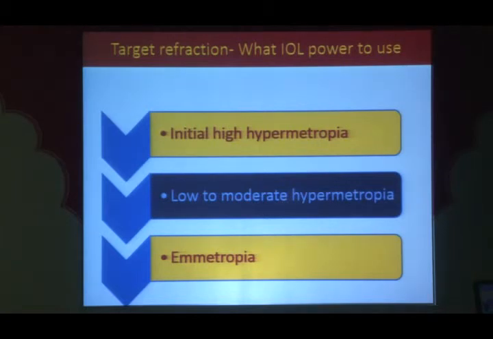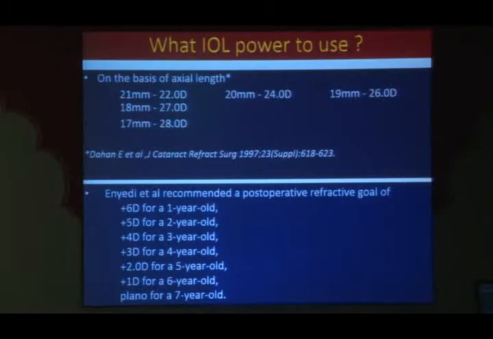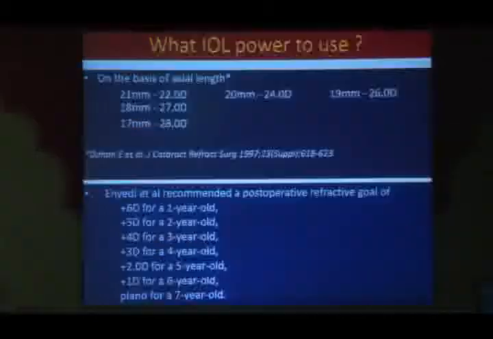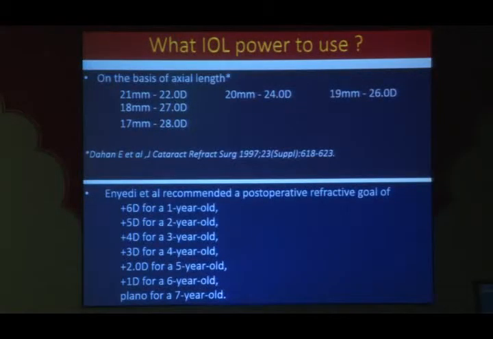So what should be the power that we put to achieve the best results? There are many studies which have suggested, based on various parameters, what power should be used. Based on axial length, Dahan et al. had suggested that if axial length is around 21 millimeters, a power of 22 diopters should be put, and similarly with decreasing axial length, the power increases. Like if the axial length is 17 millimeters, the appropriate power they suggested was around 28 diopters.